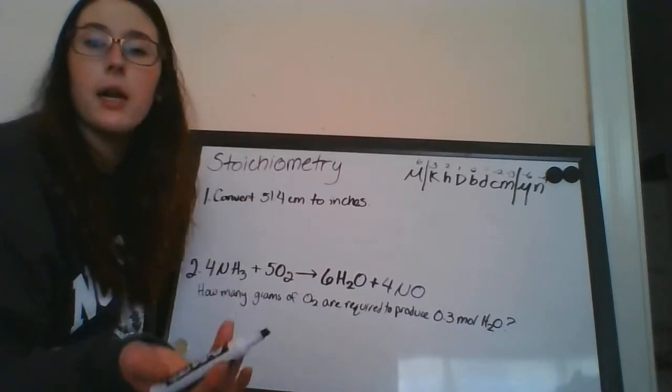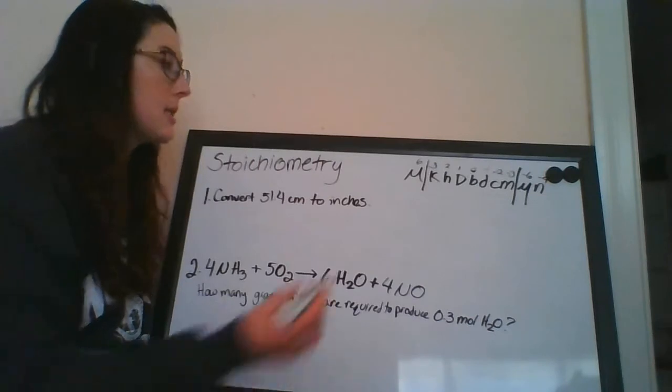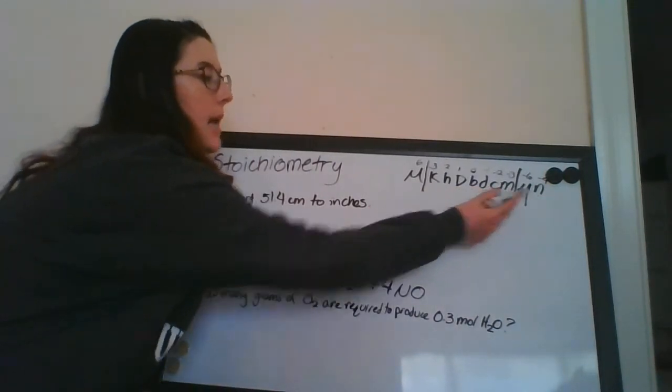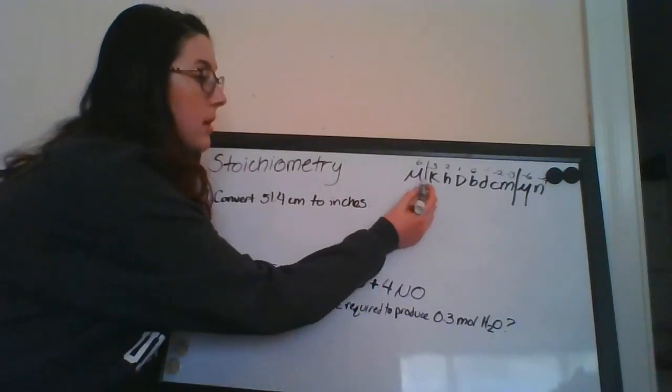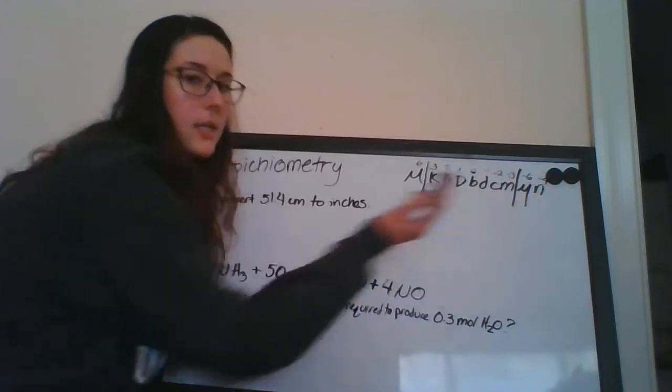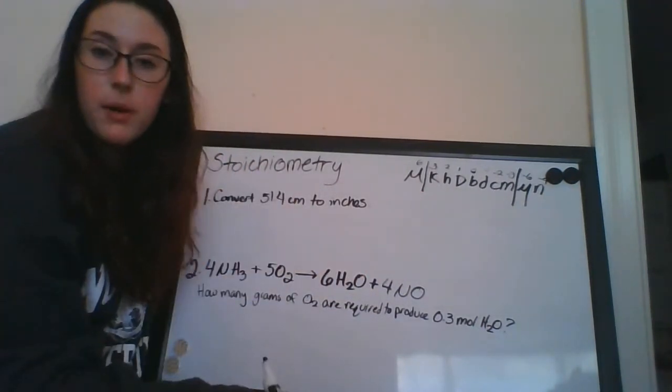So a good mnemonic device to remember the order is Mighty King Henry died by drinking chocolate milk Monday night. That's the easiest way for me to remember it.